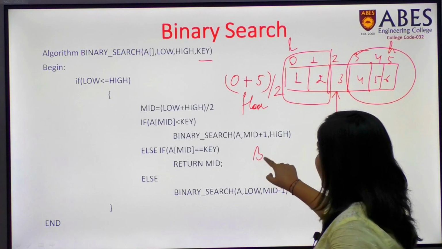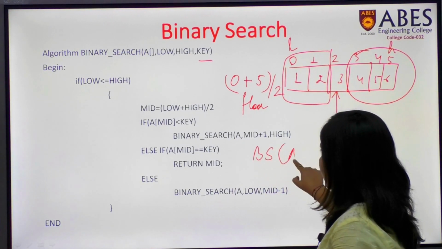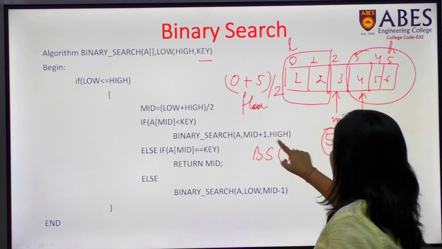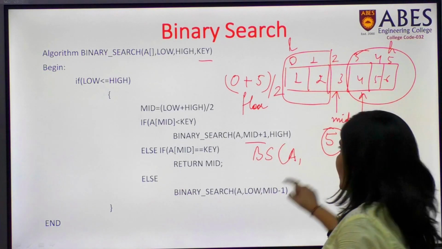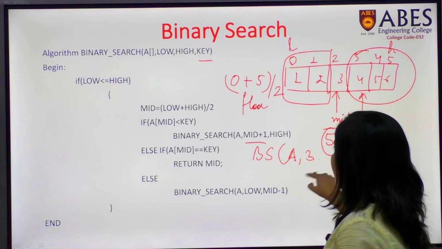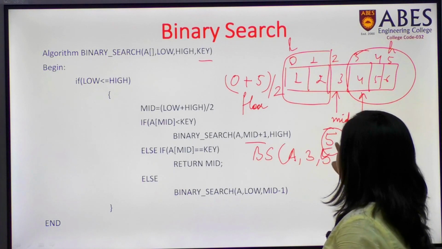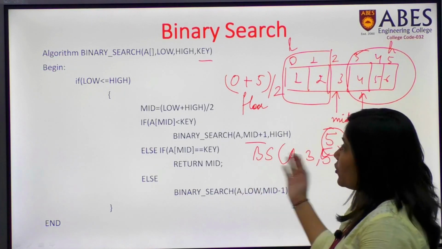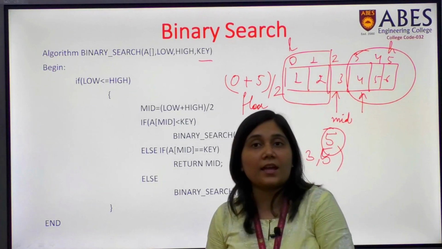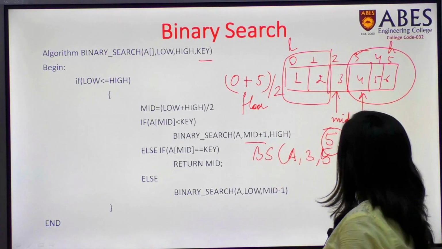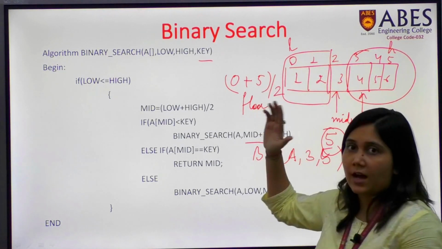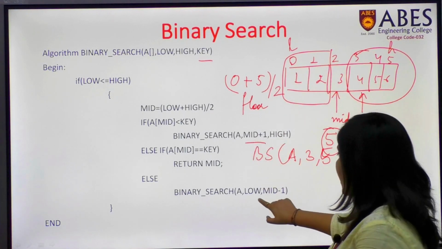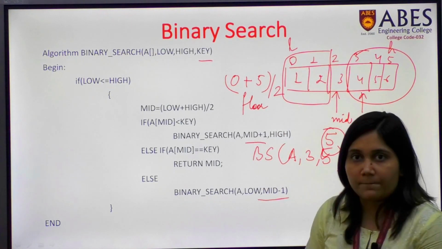So my binary search will become A of mid plus 1, because I have to move from this side. My lower value will get changed and become mid plus 1, which will be 3, and the last value will be 5. It will remain as it is. Same is the case with the lower part. If my key value is less than A of mid, you just shift your higher index to the left hand side. So your higher value will become mid minus 1.